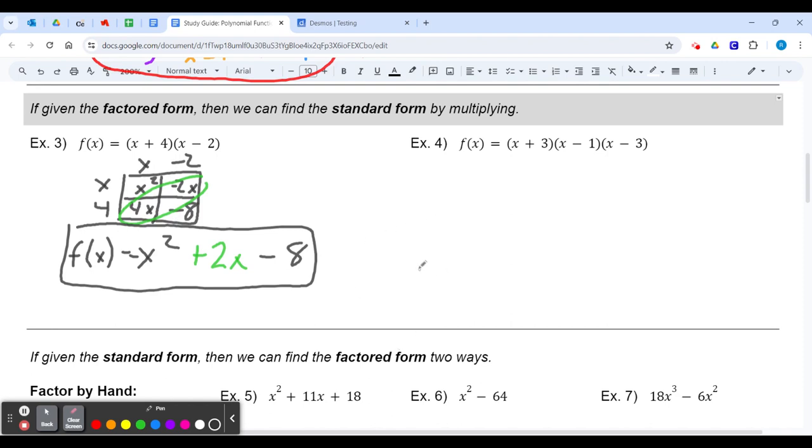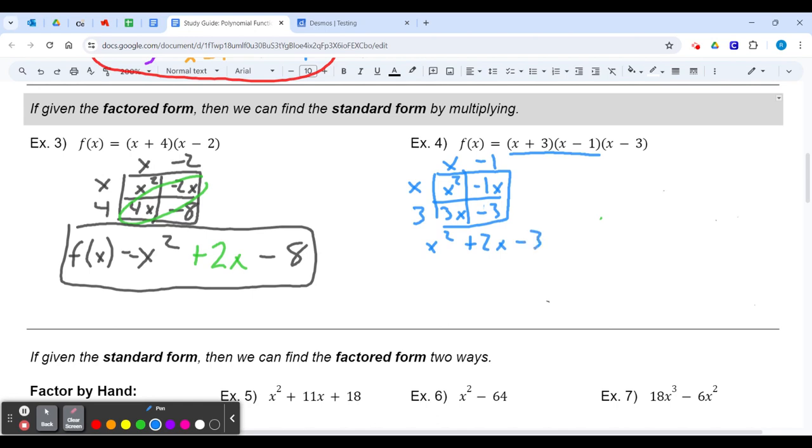We'll try that with example 4. So in this problem, we do kind of have to split it into 2 multiplication problems. We're going to handle this portion first. And I'm going to do this in blue to kind of color code it. So I have a 2 by 2 problem. I got x plus 3, x minus 1, so that gives me x squared minus 1x, positive 3x in the bottom left, and minus 3. If I add that up, I get x squared plus 2x minus 3.